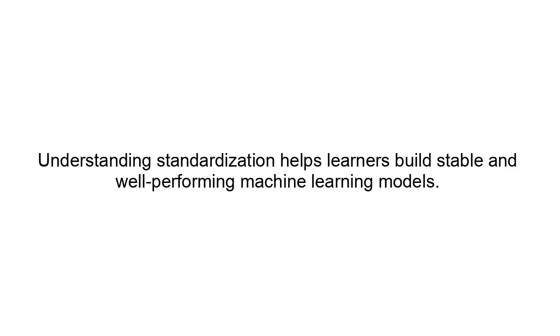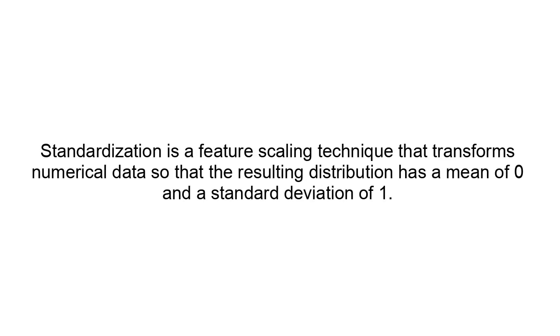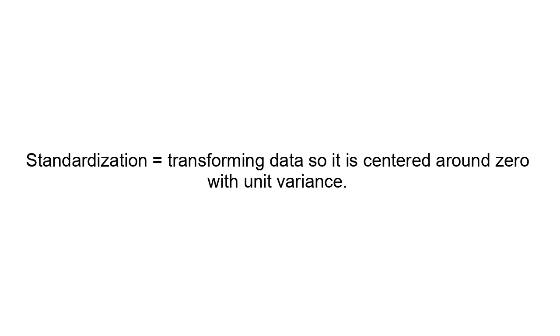What is standardization? Standardization is a feature scaling technique that transforms numerical data so that the resulting distribution has a mean of 0 and a standard deviation of 1. In simple words, standardization equals transforming data so it is centered around 0 with unit variance. Example concept: different feature scales means standardization means centered dataset. This transformation makes features easier for machine learning algorithms to process.